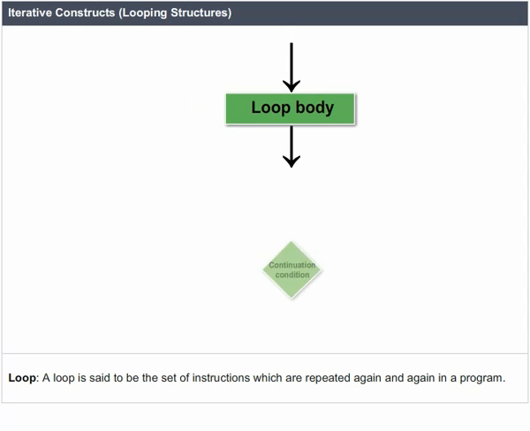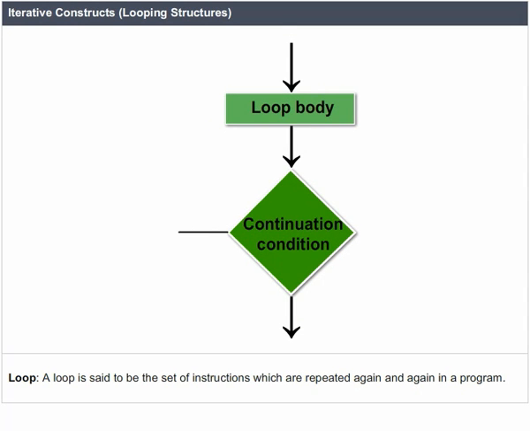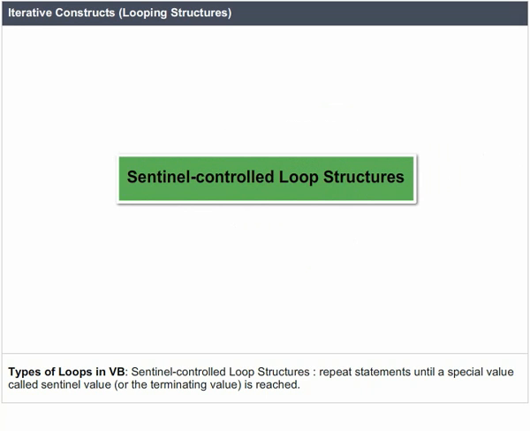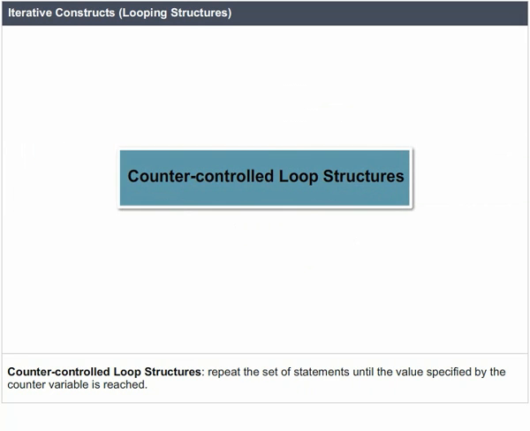Loop. A loop is said to be a set of instructions which are repeated again and again in a program. Types of loops in VB: sentinel control loop structures repeat statements until a special value called sentinel value or the terminating value is reached. Counter control loop structures repeat a set of statements until the value specified by the counter variable is reached.